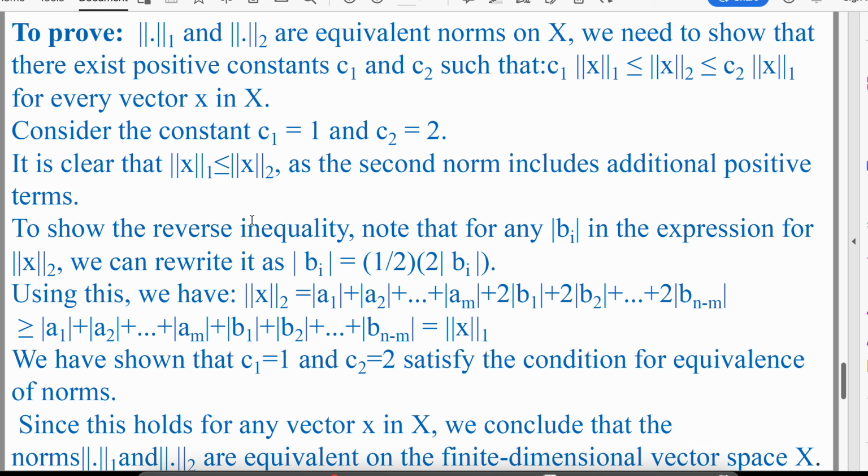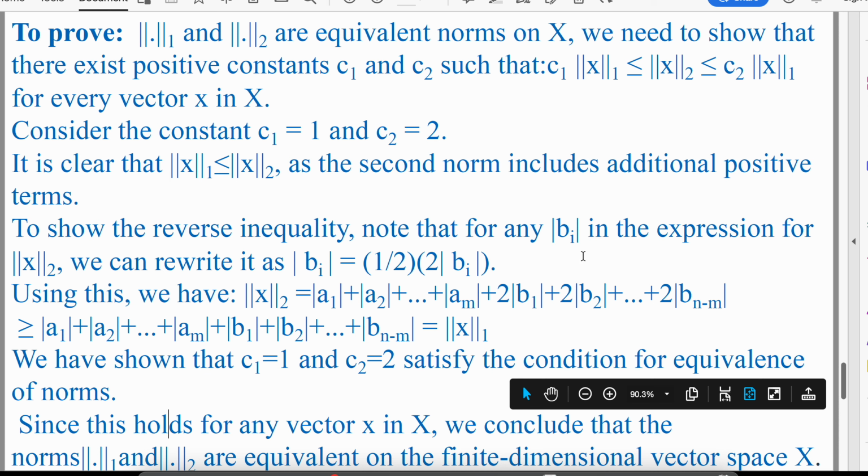To show the reverse inequality, we notice that for any bi in the expression for norm x2, we can write modulus of bi as 1 upon 2 into 2 modulus of bi. We can divide and multiply by 2. So using this, norm of x2 is equal to this by definition, and this is greater than or equal to modulus of a1 plus modulus of a2 plus ... plus modulus of am plus modulus of b1 plus modulus of b2 plus ... plus modulus of b(n minus m), and this is norm x1. So we have shown that C1 equal to 1 and C2 equal to 2 satisfy the condition for equivalence of norms. Since this holds for any vector x, we conclude that both the norms are equivalent on a finite dimensional space.